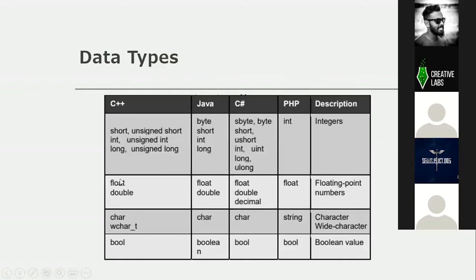This is kind of a thing: we have char, and in PHP we don't have a normal char type. We have strings there, right? Character and wide character, and we have booleans. Usually in C++ we use bool, in C# also we use bool, and in Java we denote that as boolean, right?